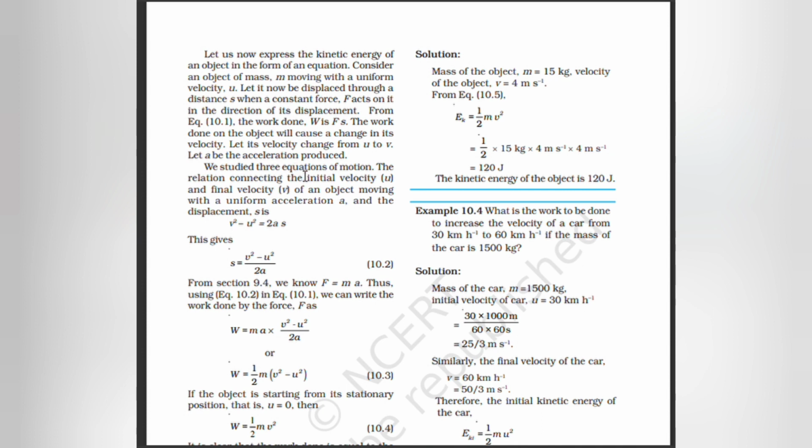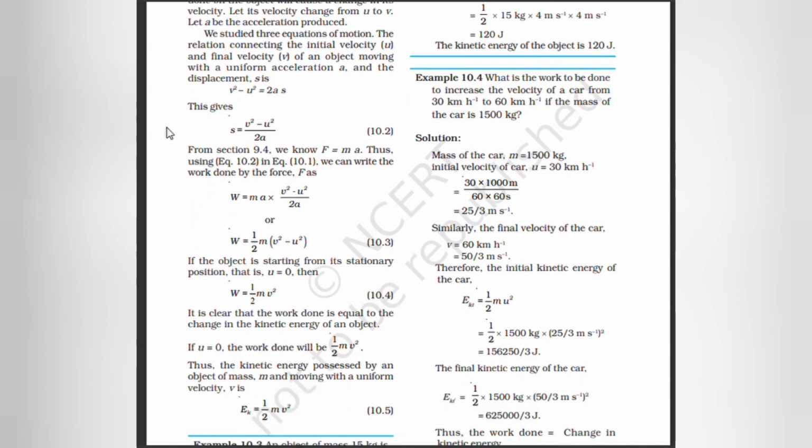We studied three equations of motion. The relation connecting the initial velocity u and the final velocity v of an object moving with a uniform acceleration a and the displacement s, that is v² − u² = 2as. This gives s = (v² − u²)/2a. F = ma. Using the equation, we have W = ma × (v² − u²)/2a, or W = 1/2 m (v² − u²).